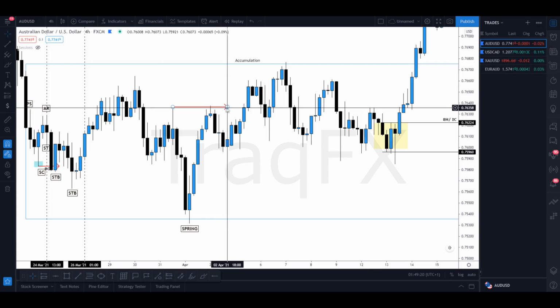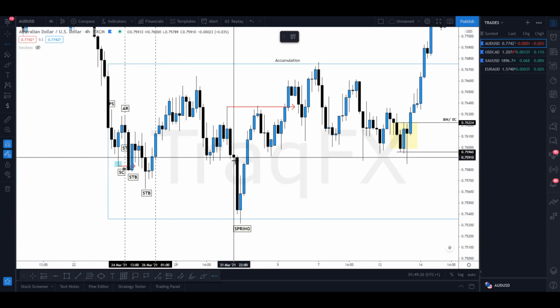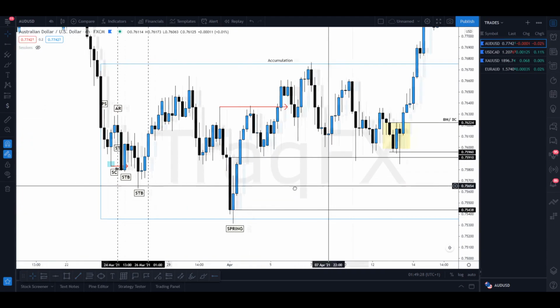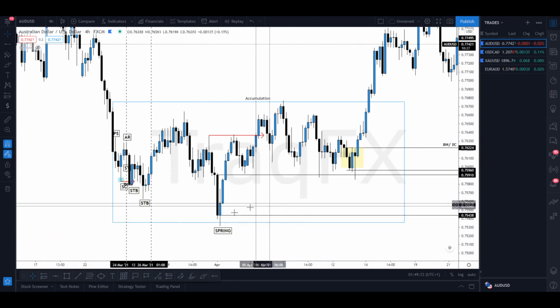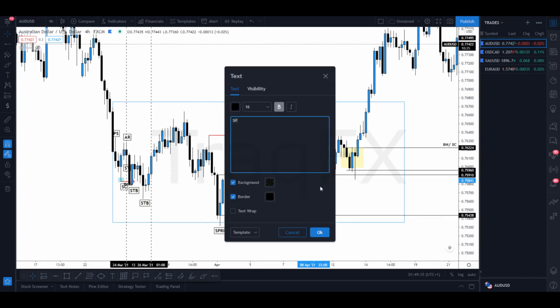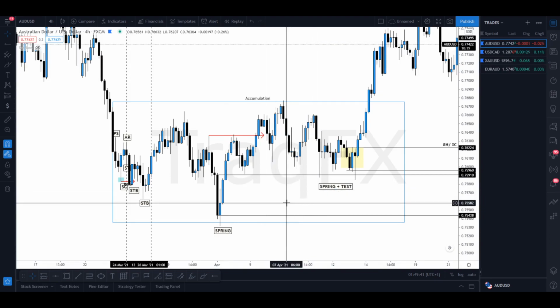Now, if you didn't want to take this, you could have easily waited for a proper break of structure like this one right here. Either way, price action came back, and what did it do? It reacted perfectly off of our order block. In this case, our order block was this one right here. And this was the test of the spring. So spring plus test. The market basically came back to test that original area of the spring.